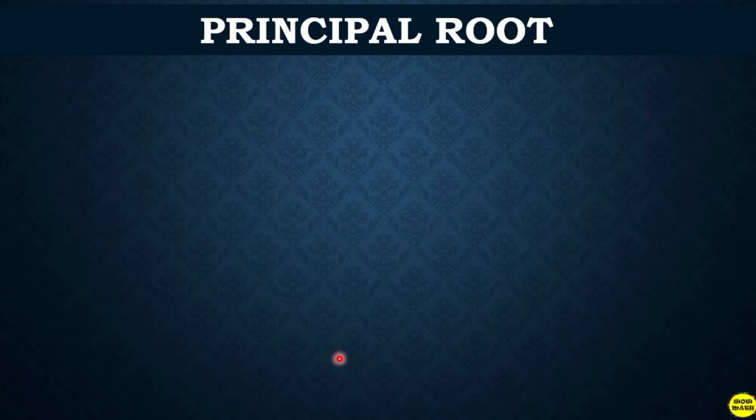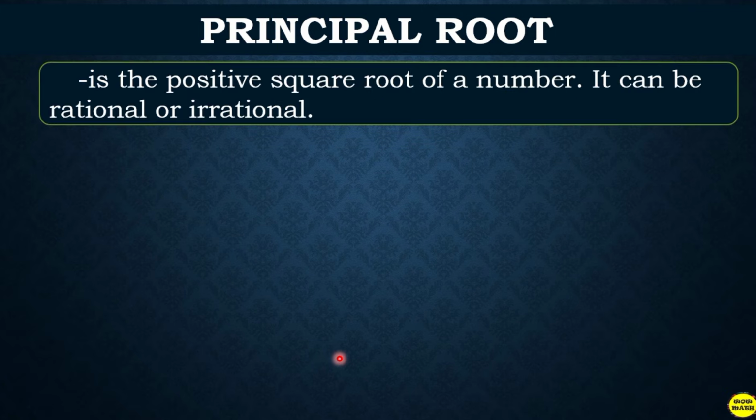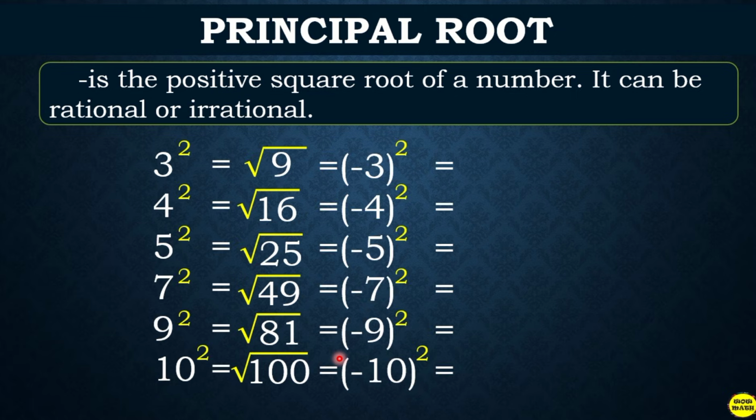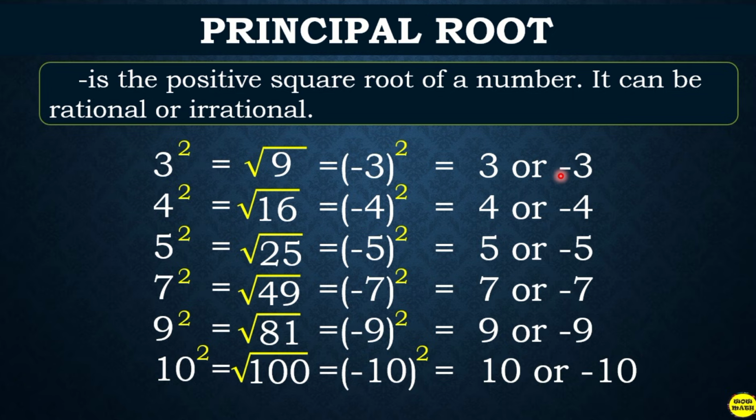Okay, so let's have principal root. So, what do we mean by principal root? This is the positive square root of a number. It can be rational or irrational. So, kanina nga, itong mga perfect square numbers na to, pag kinuha natin ang square root niya, di ba, we can have 3 squared or negative 3 squared, di ba? Kapag in-expand natin ito. So, kapag kinuha natin ang square root ng mga number na to, ang lalabas nga ay pwedeng positive 3 or negative 3. Ulitin ko, when we are getting the square root of these numbers, we can have positive 3 or negative 3. Tas ganun din po sa iba.